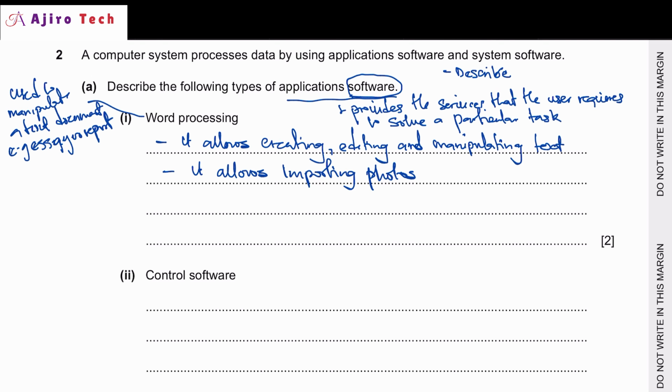For others, I always do talk about others. I've talked about it here. It's creating, editing, and manipulating text. So you can see it allows creating or manipulating of text, and it allows editing of text. You can split this into two if you want to do that. I think I've given enough points on that already. All right, let's look at the next one.